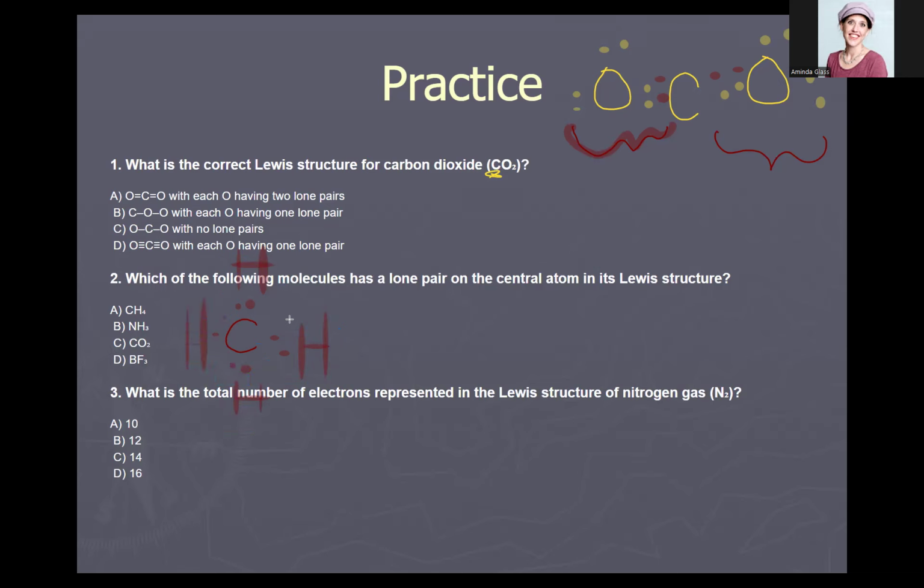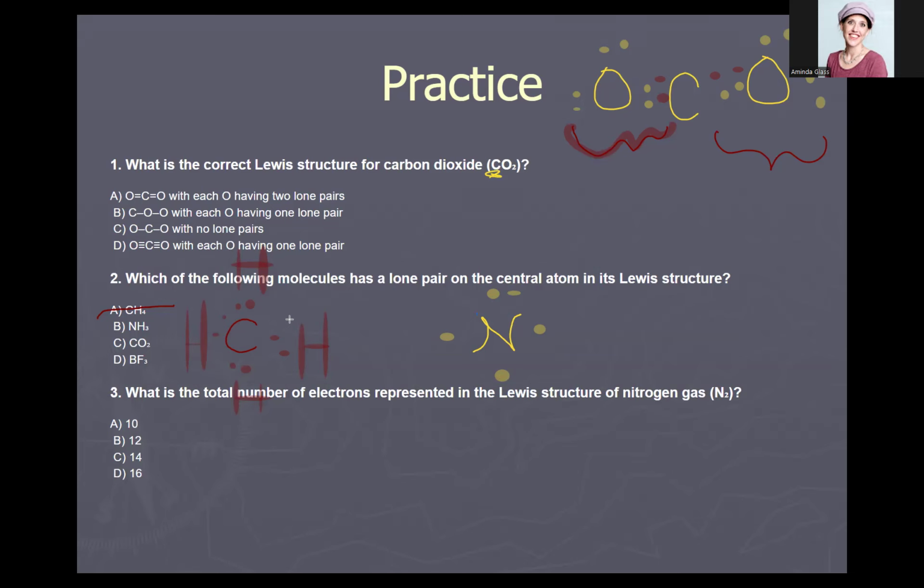Now, this doesn't have any lone pair of electrons, so I know the answer is not A. Let's look at B. B is ammonia, NH3. So nitrogen's going to be my first element, my central element. And if I look at the periodic table, I see that nitrogen is in group 15. That means that I have 5 valence electrons. So let's draw those. 1, 2, 3, 4, 5.